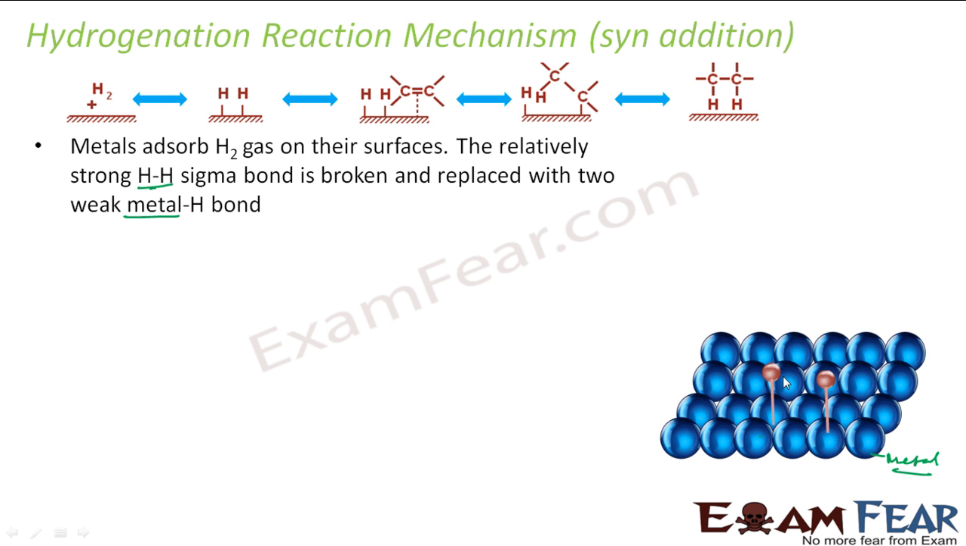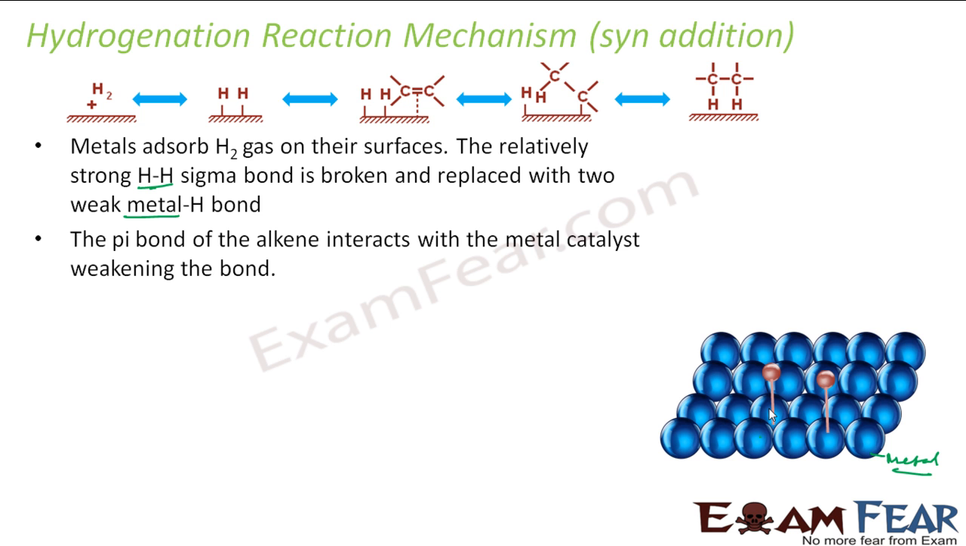So now there is a bond between this metal and the hydrogen, a weak metal-hydrogen bond. Let me show you once again. There was a hydrogen gas with a sigma bond, a strong bond, but the moment it came near this metal, this bond is broken and you now have a weak metal-hydrogen bond.